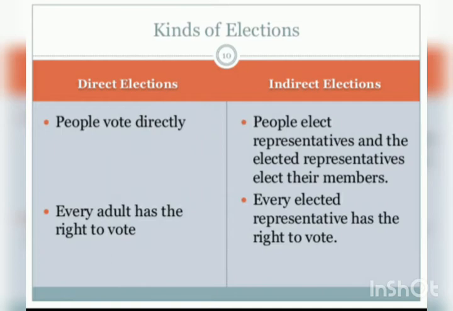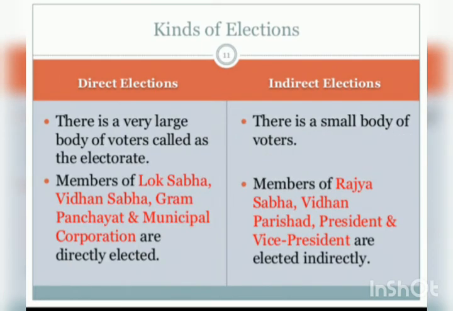Now we are going to discuss kinds of elections. Elections are of two kinds, direct election and indirect election. So what is direct election? In direct election, people vote directly. And in indirect election, people elect representatives, and the elected representatives elect their members. Every adult has the right to vote in direct election, and every elected representative has the right to vote in indirect election. So direct election gives people the opportunity to elect their representatives directly.